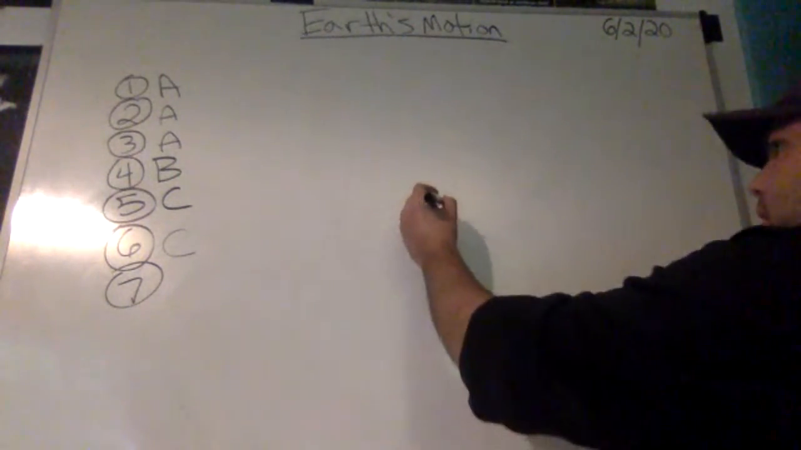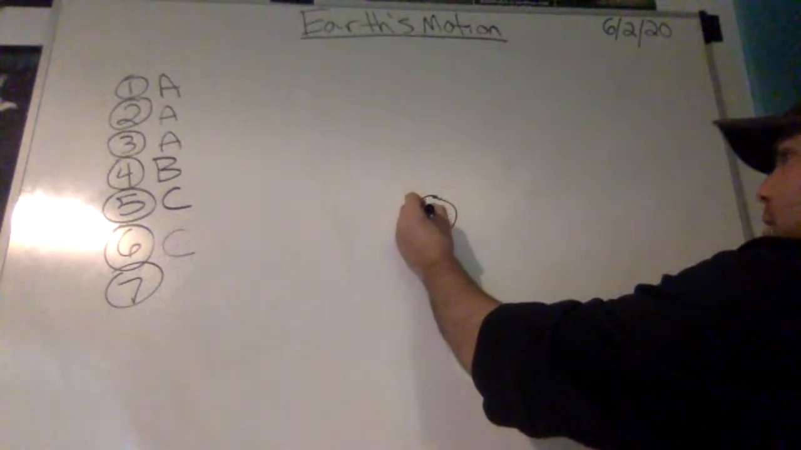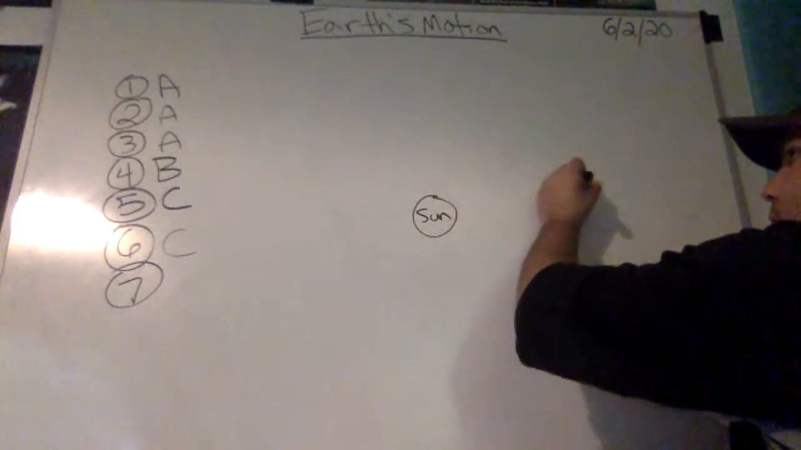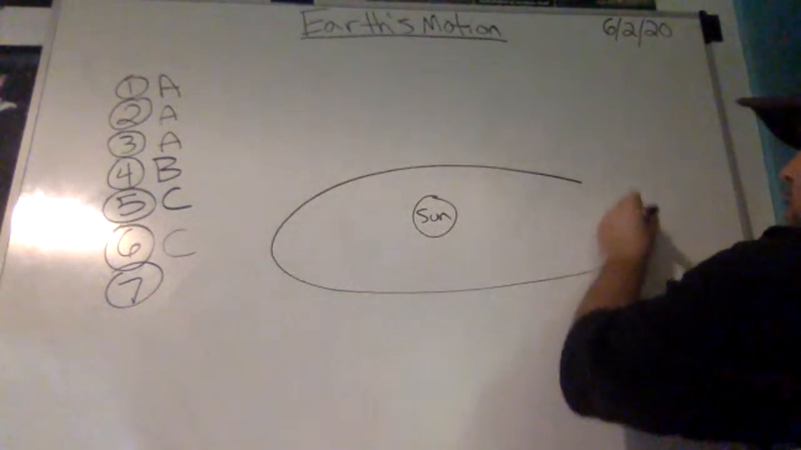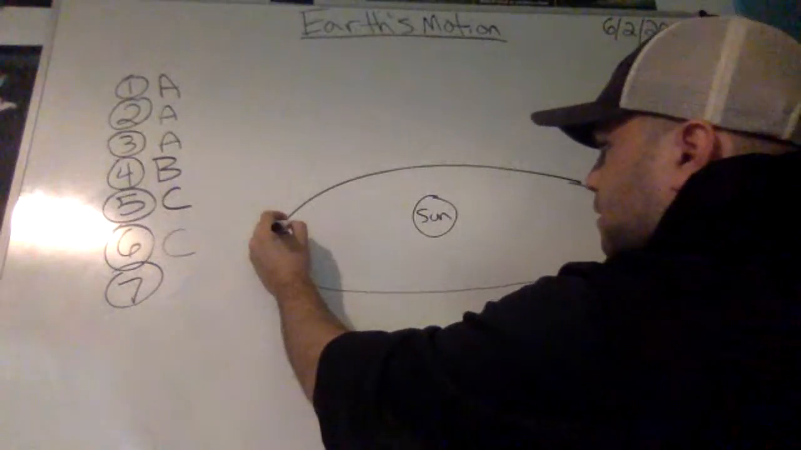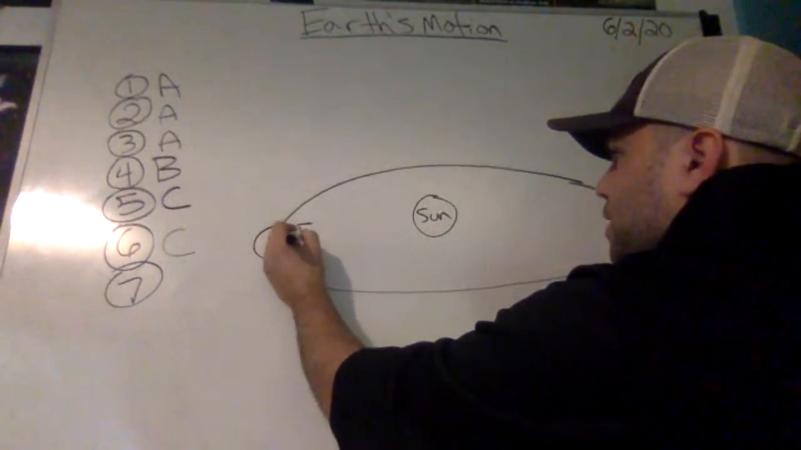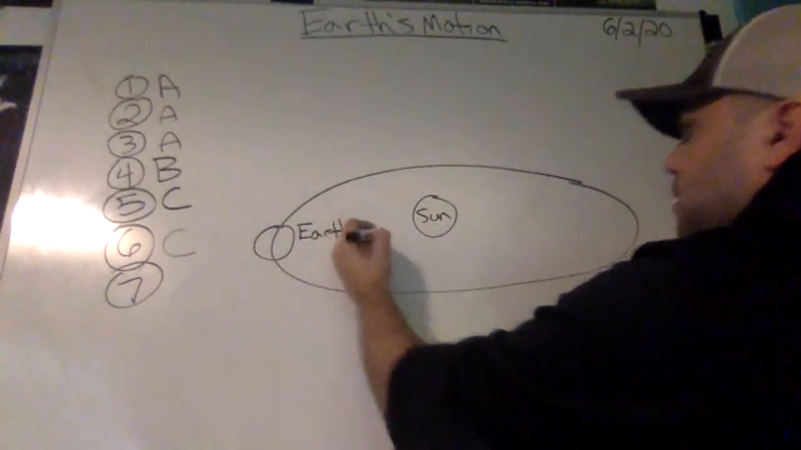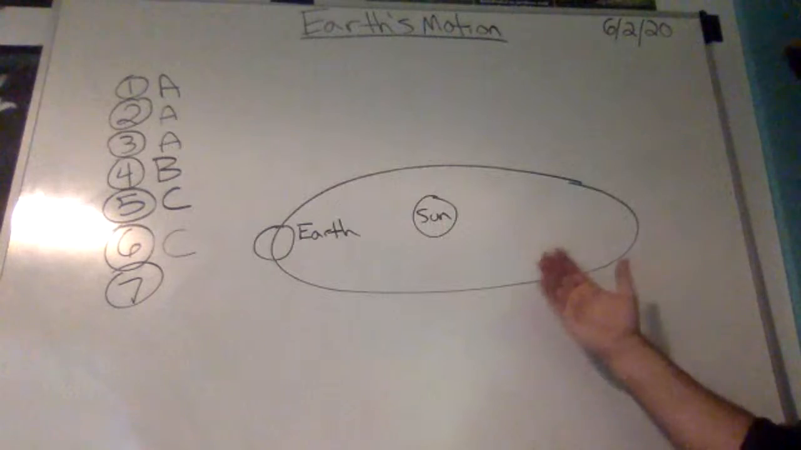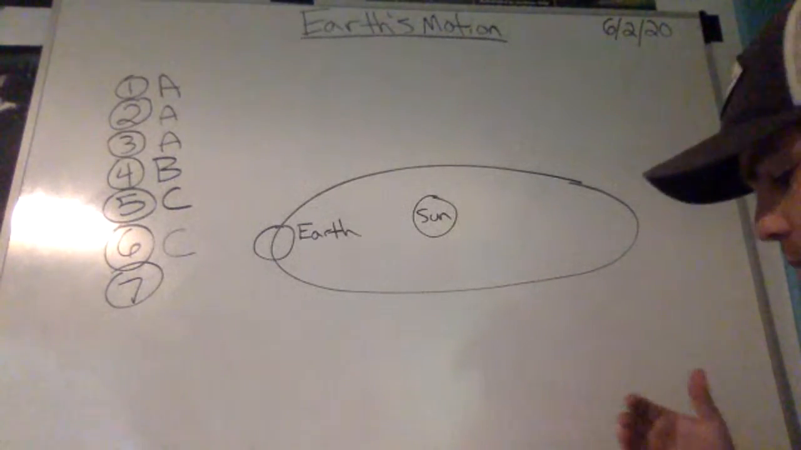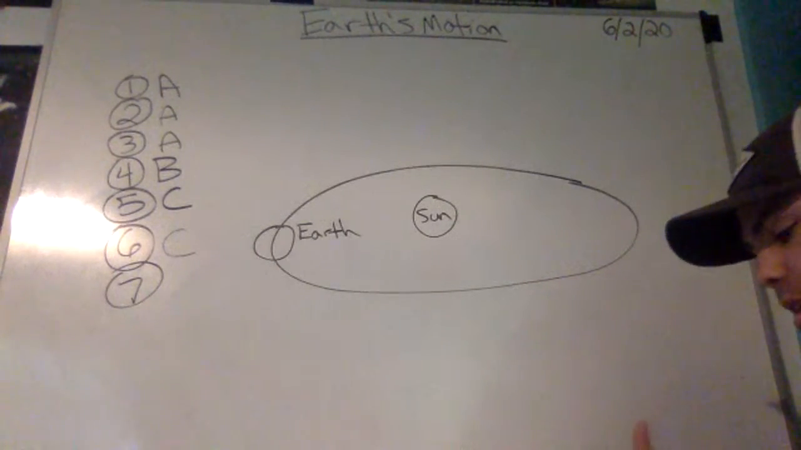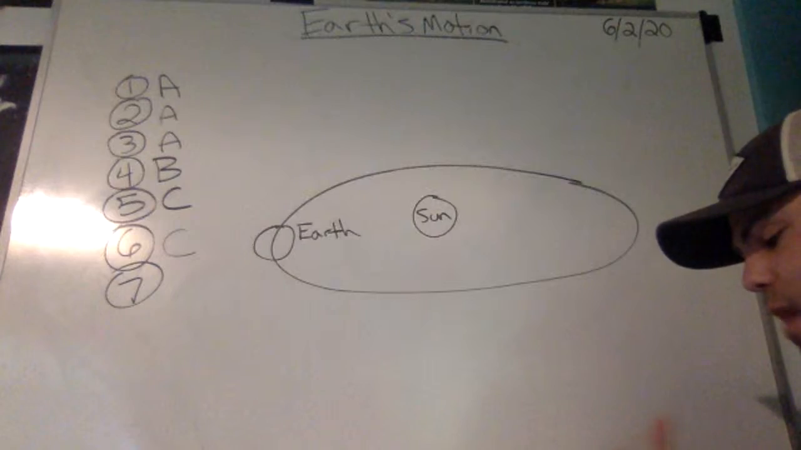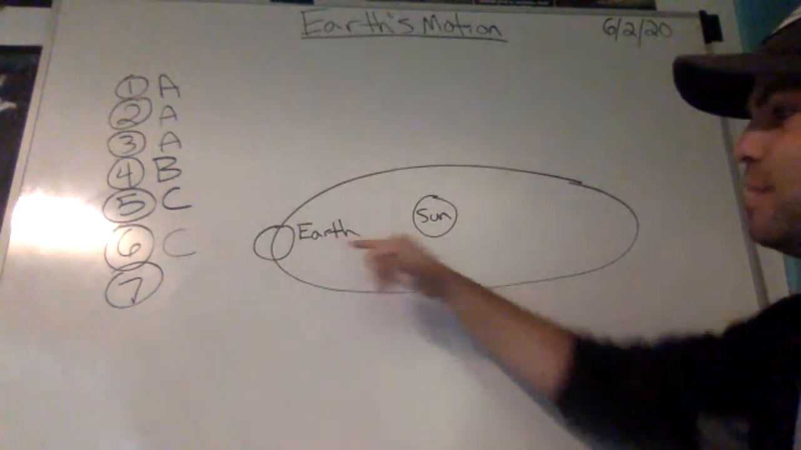And basically, we have the sun, and we are going around the sun, okay, so we have Earth, and that is what time it is in the year. So for this, the day of the year as a unit of time is based upon the motion of the Earth.